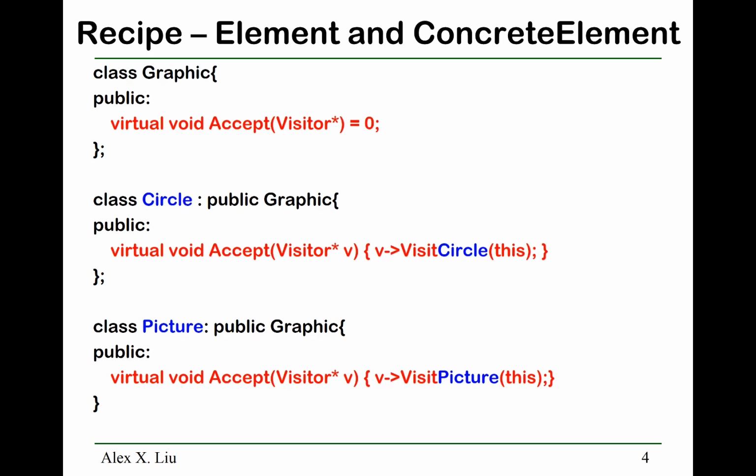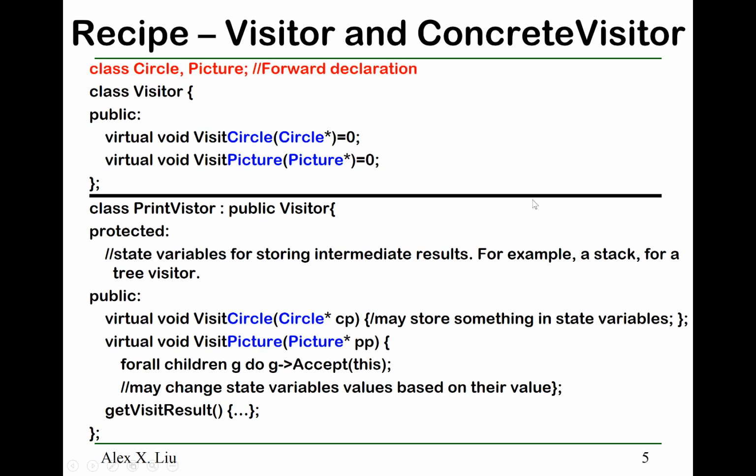This is the object class hierarchy. To compile graphics, circle, and picture, the compiler needs to know the visitor class. So you need to include visitor.h, for example. Now let's take a look at the visitor class.